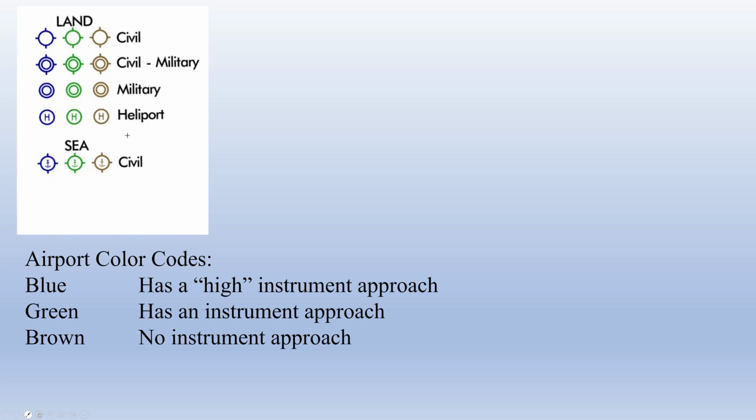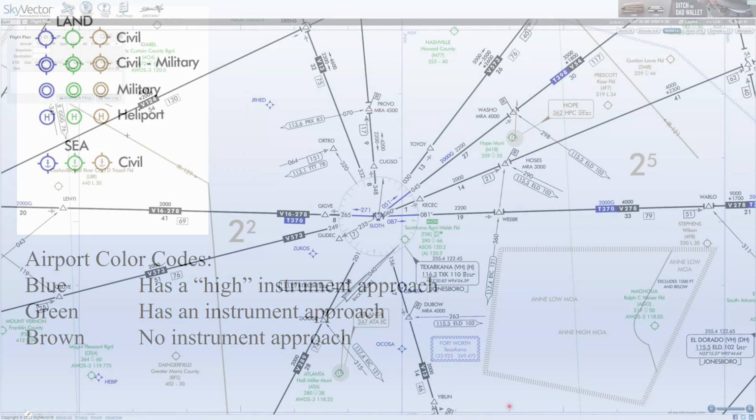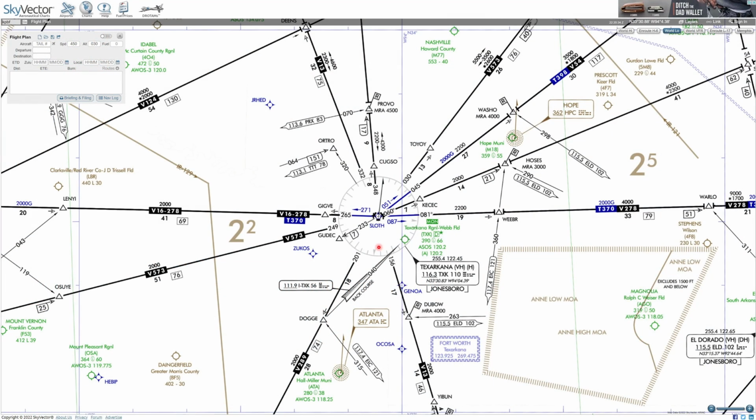So basically the rule of thumb on IFR charts is if it's blue or green for civilian users, it has an instrument approach you can probably use. If it's brown, it does not have an instrument approach. Somewhere nearby the airport symbol, you'll have a data block that will give you information about the airport. This is available in low charts. It is available in high charts, but it doesn't have quite as much information.